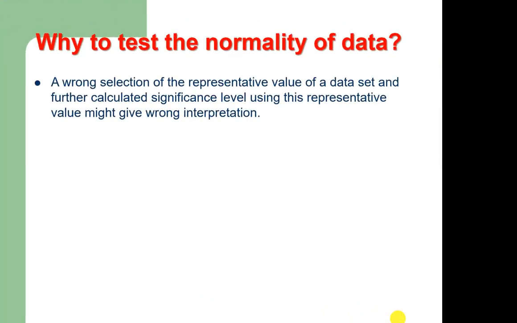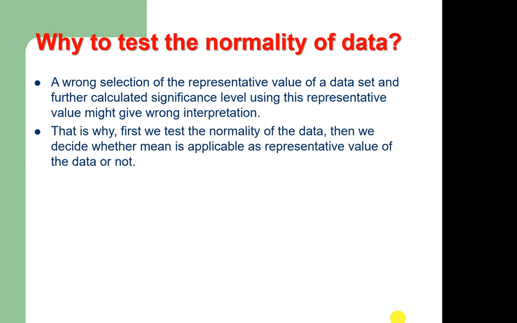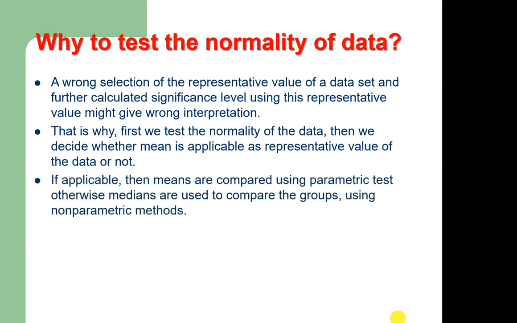A wrong selection of the representative value of a data set, and further calculated significance level using this representative value, might give a wrong interpretation. That is why, first of all, we test the normality of the data, then we decide whether the mean is applicable as a representative value of the data or not. If applicable, then means are compared using parametric tests, otherwise medians are used to compare the groups using non-parametric methods.